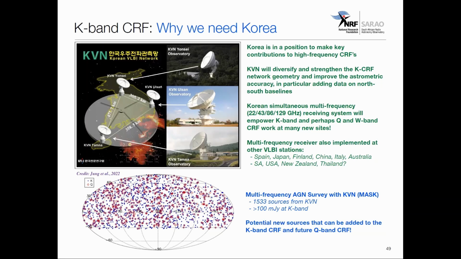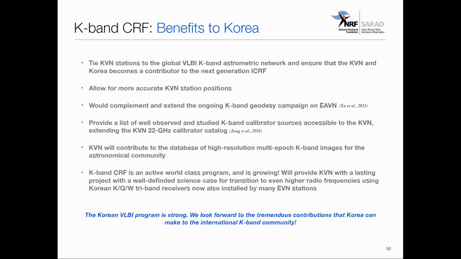And then there was actually a poster on this MASK survey during this meeting. So it's this multi-frequency AGN survey with the KVN. There's 1,533 sources and so many potential new sources that we can add to the K-band celestial reference frame, and also a future Q-band celestial reference frame.